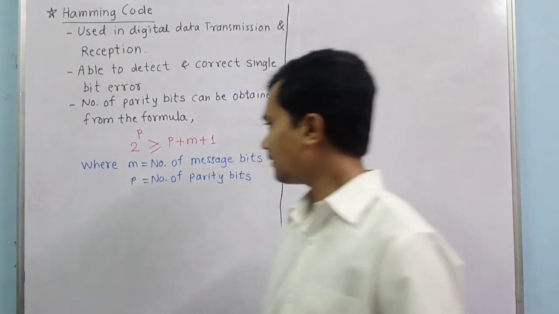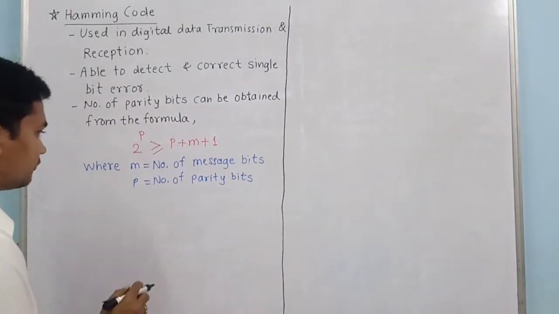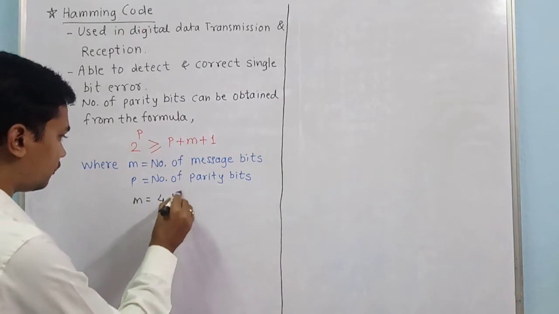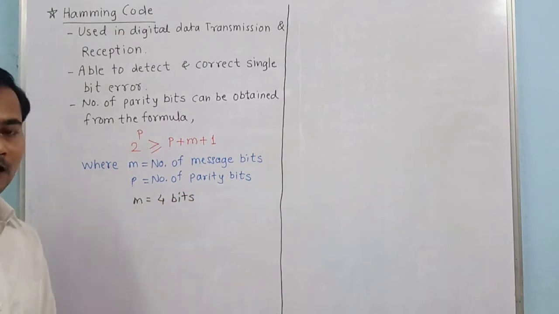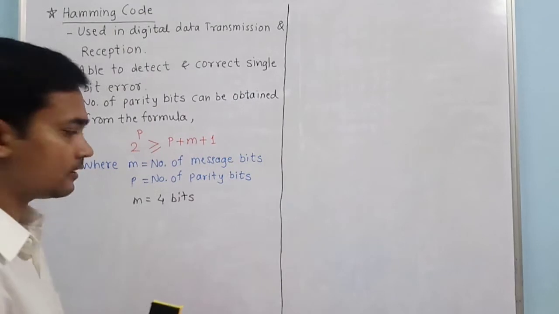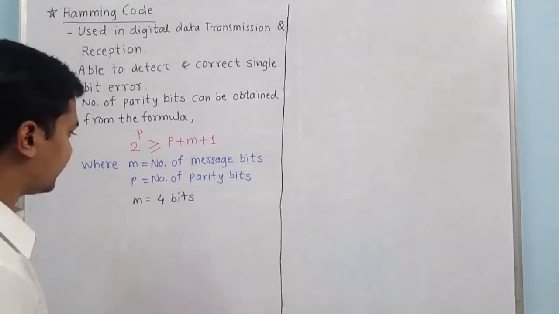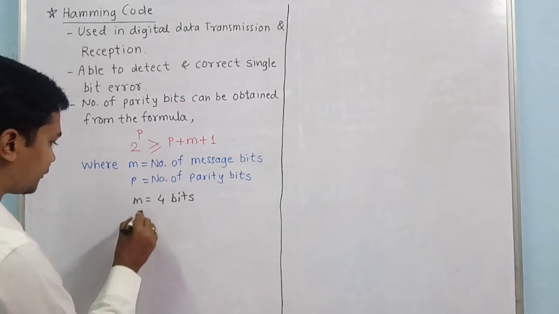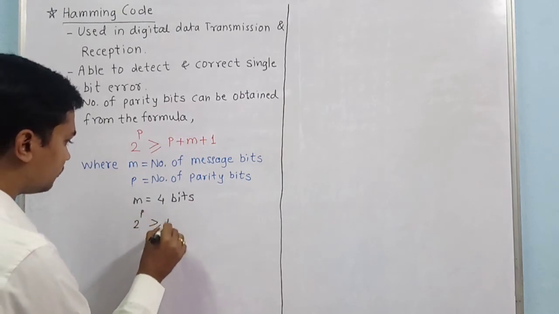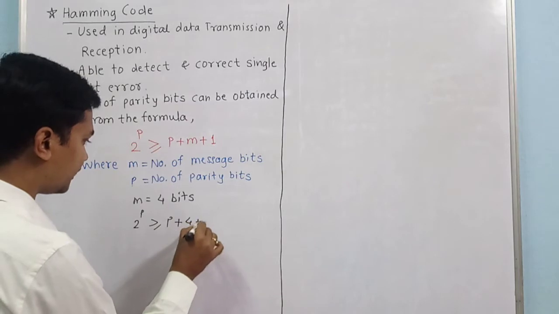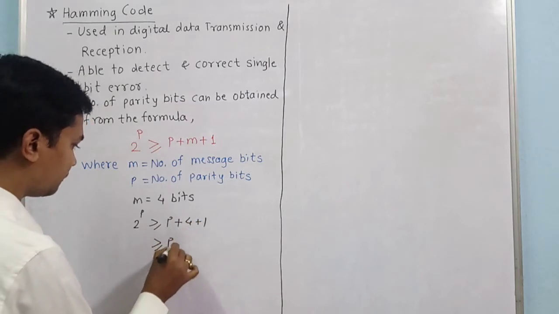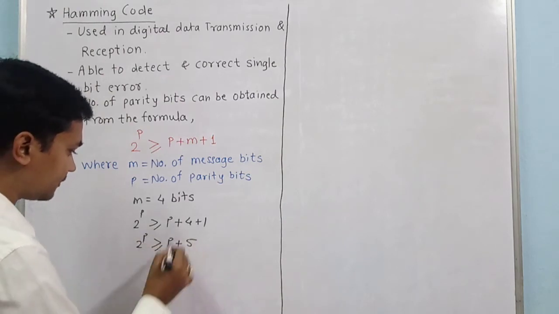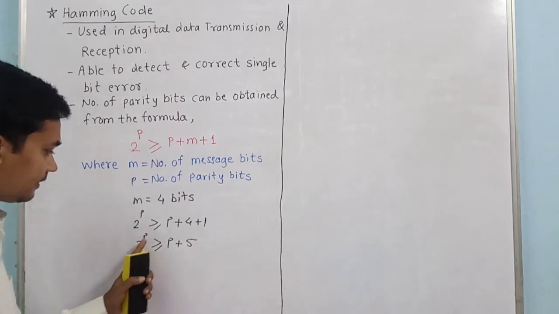Now consider the message size is equal to 4 bits. Then how many parity bits should be attached with this Hamming code? Let us find out. Consider m equal to 4 bits, so 2 raised to p is greater than or equal to p plus 4 plus 1, which is equal to p plus 5. To satisfy this equation, which value should be placed at the position of p?